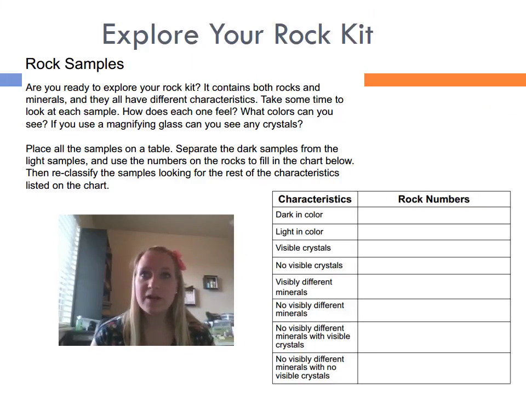Okay, with your K-12 supplies that you were sent, you were actually sent a rock kit. For Unit 6, Lesson 1, there's a really cool experiment where you get to explore those rocks and minerals that they sent you. So grab your rock kit. It contains both rocks and minerals, and they all have different characteristics. So take some time to look at each sample and feel them. What colors do you see? Use a magnifying glass. But go ahead and do this experiment with your rock kit.